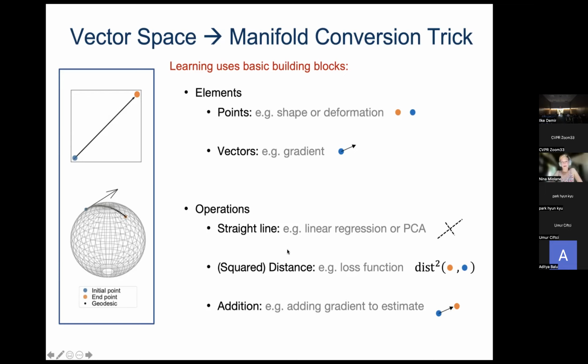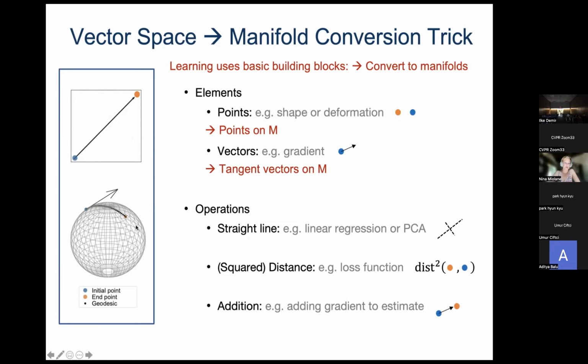Now, assuming that most of the learning algorithms use these basic elements and operations, if we can generalize or convert these elements and operations to manifolds, then we have our conversion trick. So I'm going to introduce the conversion. Yes, we want to convert to manifolds. The points are just points. They are the elements of our manifolds. What was a vector on a vector space becomes a tangent vector on the manifold. So on the vector space, points and vectors are approximately the same. On the manifold, points and tangent vectors are two very different elements.